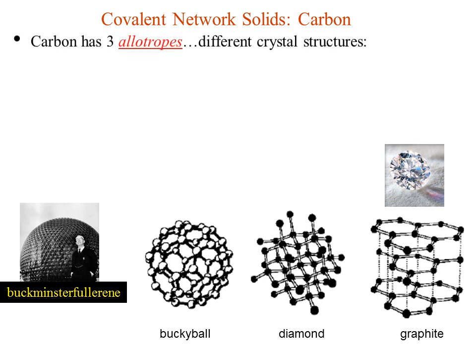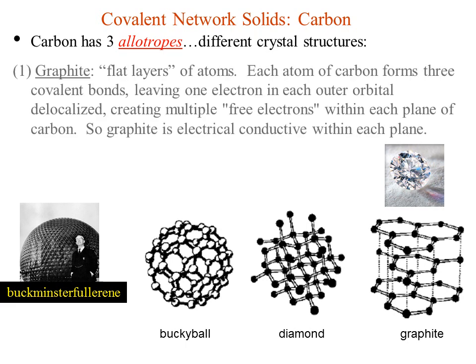It's carbon. Now carbon has something called allotropes. It's different crystal structures for the same atom. Now carbon can form graphite, which are flat layers of atoms, and each atom forms 3 covalent bonds, and it leaves 1 electron in the outer orbital delocalized, so it can conduct electricity within the plane.